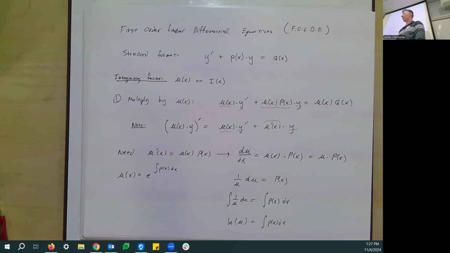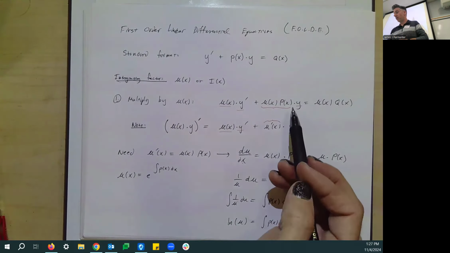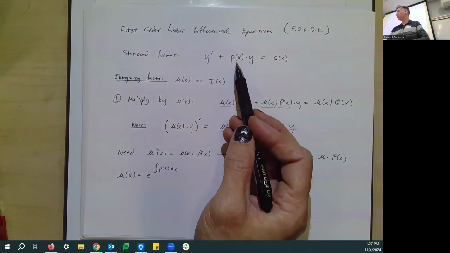I want to point out, I didn't use any specific functions here. I just called them names, mu of x, p of x, q of x. And regardless of what they're called, the integrating factor is e to the integral of p of x. End of story. Well, not end of story, but end of that part of the story. So whenever you're trying to find the integrating factor, that is always how to find it. It is e to the antiderivative of whatever is being multiplied by y right here.